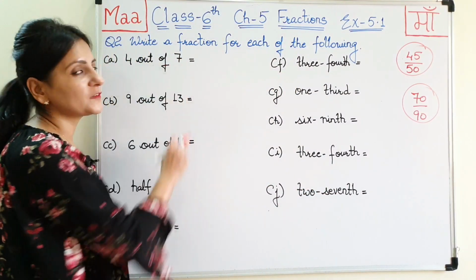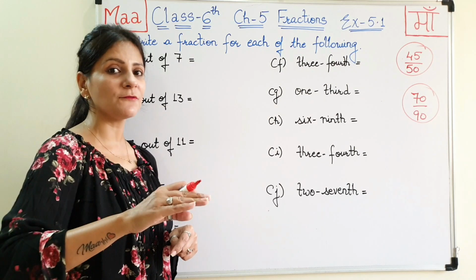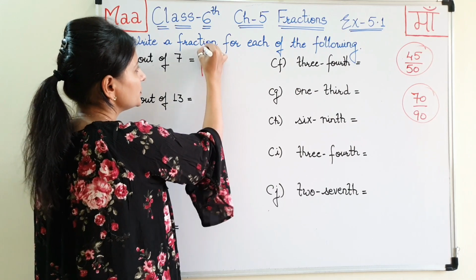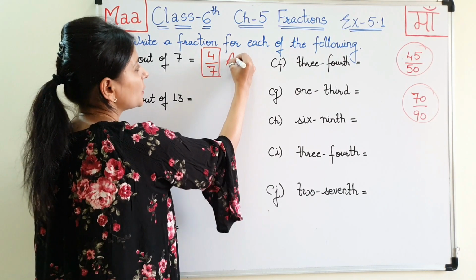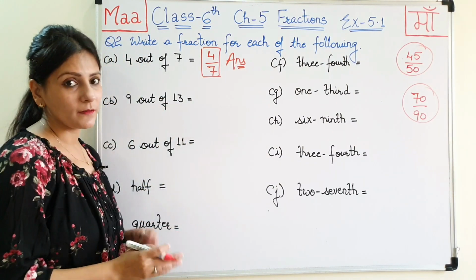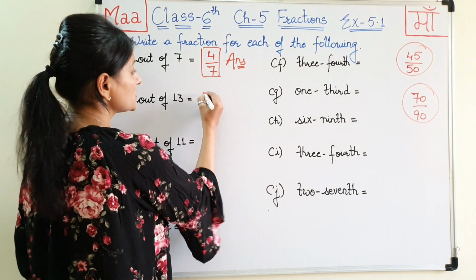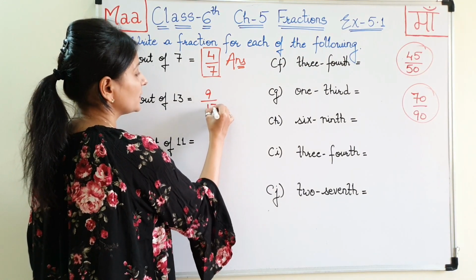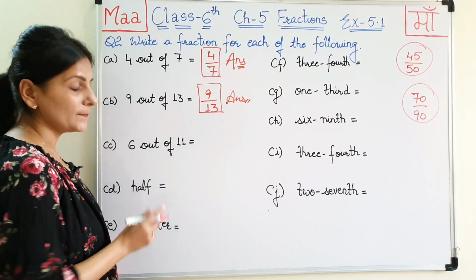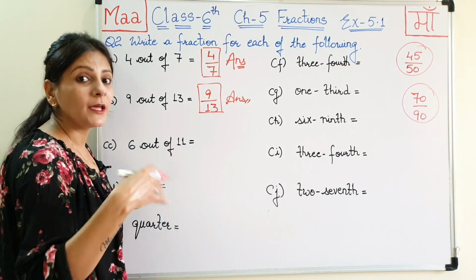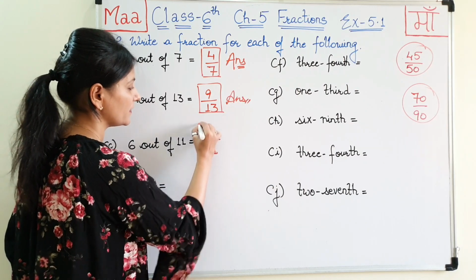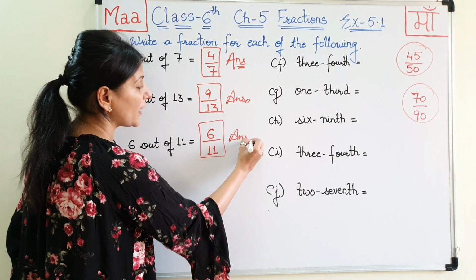See, 4 out of 7, 7 में से 4, so this 4 will come in the numerator and 7 will come in the denominator. So this is the answer of part A. Second, 9 out of 13, that means 13 में से 9, so 9 will come in the numerator and 13 will come in the denominator. So 9 upon 13 is the answer of part B. Then 6 out of 11, 11 में से 6, so 6 will come in the numerator and 11 in the denominator. So that is the answer of part C.